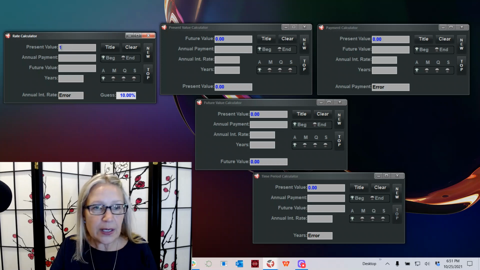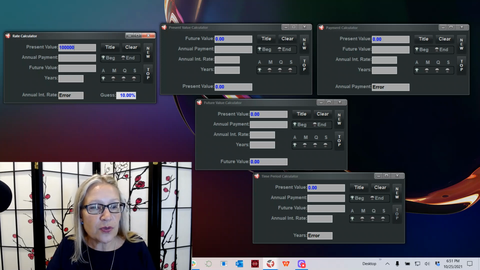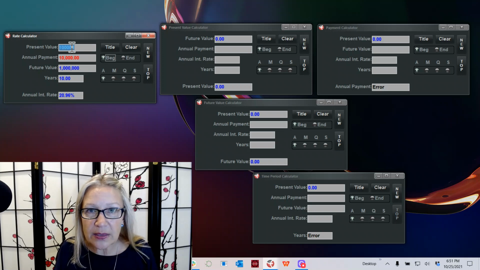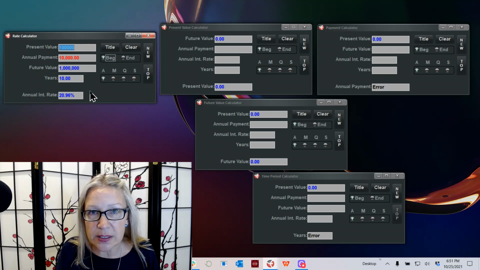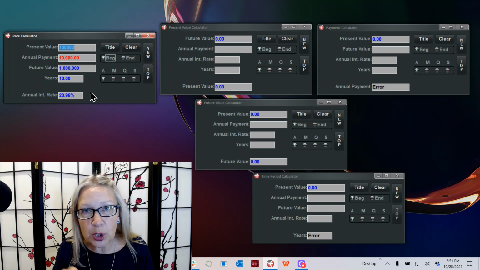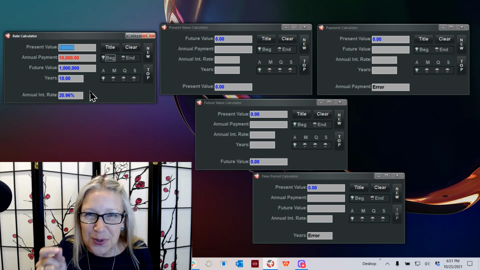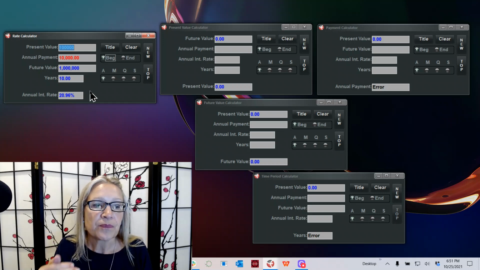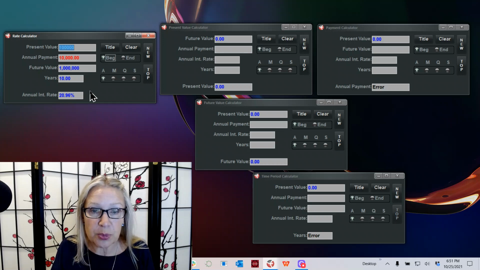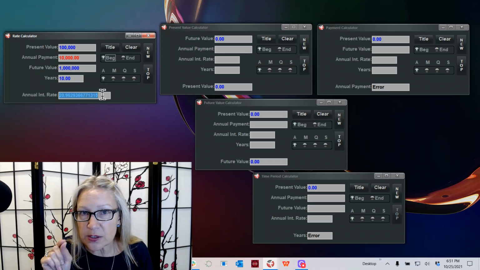And over here on the rate calculator, I put in a $100,000 account. Pretend that we're adding $10,000 a year to it, and that the future value is $1 million over a 10-year period of time. And you can see that that equals a 20.96 rate of return that you would have to earn per year in order to have the $100,000 with $10,000 added turn into $1 million over that 10-year period of time.